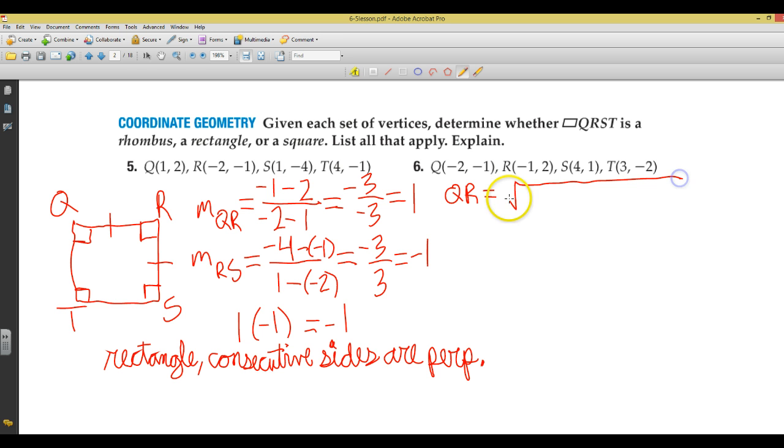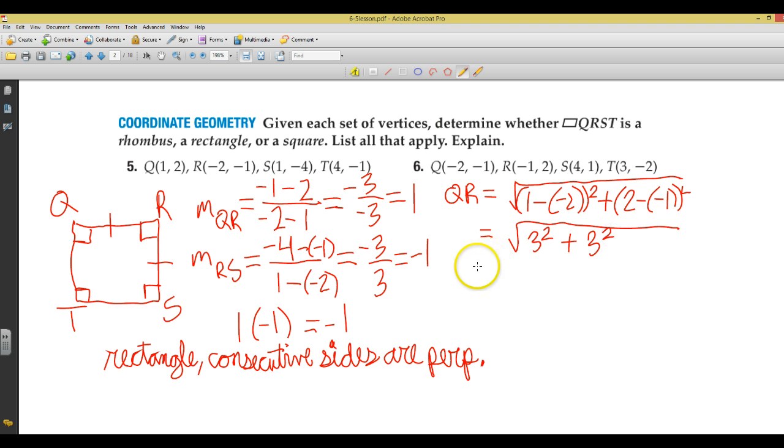So first for QR, we have our x coordinates are 1 and -2, and the y coordinates are 2 and -1. And if we simplify, this would become +2, so that is 3 squared. And this would become +1, so that is also 3 squared. So that is the square root of 9 plus 9, or the square root of 18. So let's see if we get the same thing for the length of RS.